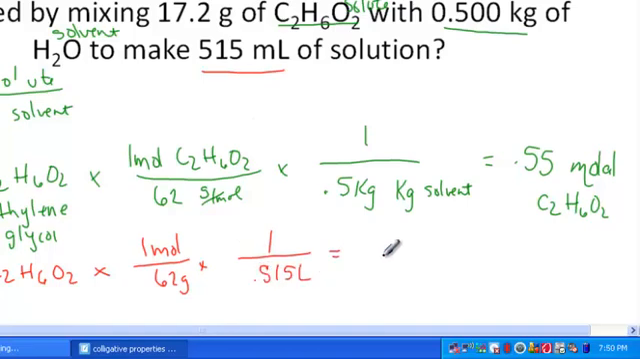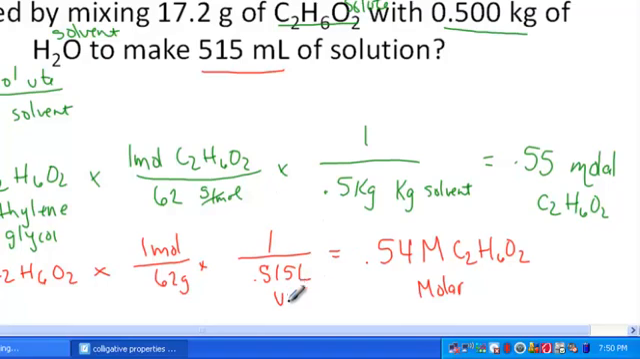17.2 divided by 62 divided by 0.515 liters, I get 0.5386. I'll carry 2 decimals. Big M, molar units of ethylene glycol. Notice that this term is pronounced molar. The little m is pronounced molal. A molal solution of 0.55 units, a molar solution of 0.54 units.